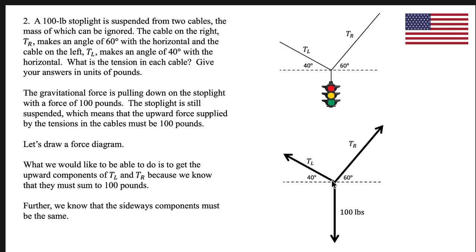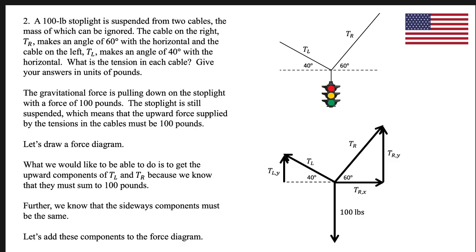Further, we know that the sideways components, TR is pulling to the right and TL is pulling to the left. Those have to balance because it's just hanging there. So let's put these components on the force diagram. So there's TRY in the y direction, vertically, and TLY in the y direction. Those have to add to 100 pounds. And TRX, the horizontal, must balance the horizontal of TLX. They're in opposite directions, so the force has to be the same magnitude.